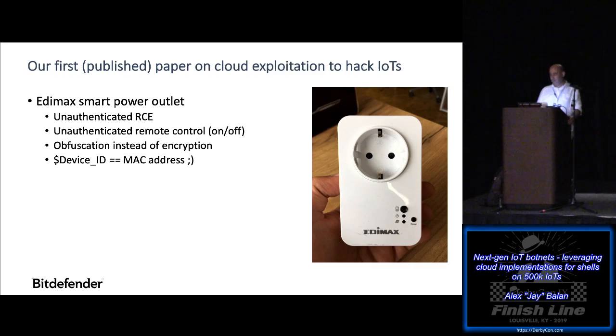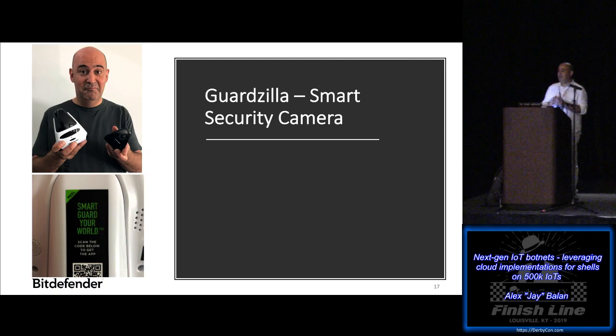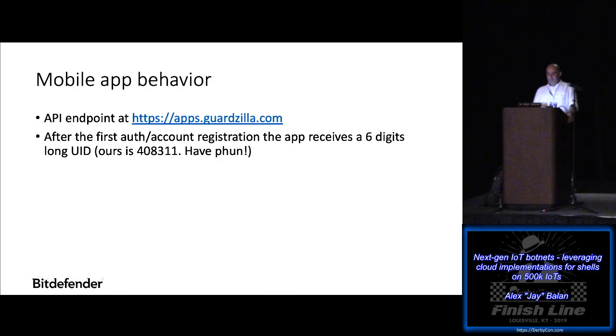And now to the topic at hand. For our demo today, we're going to use a popular security camera that we've dissected a while back. And it's called the Guardzilla Smart Security Camera. And we have one over there on the audio-video table pointing at me. So we took a look at the mobile app behavior. And the first thing that we noticed is that after the authentication, we were assigned a client ID. 6-digit number. Can anybody see what's wrong with this picture?